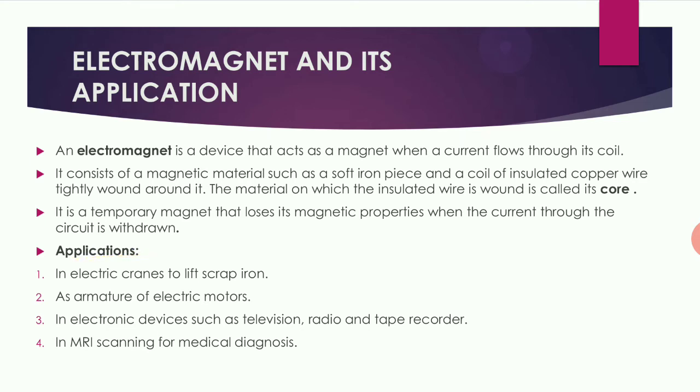Application. It can be used in electric cranes to lift iron scraps, in the armature of electric motors, and in electronic devices such as televisions, radios, tape recorders, and MRI scanning machines for medical diagnosis. MRI machines are magnetic resonance machines, so they are also based on the electromagnet property.